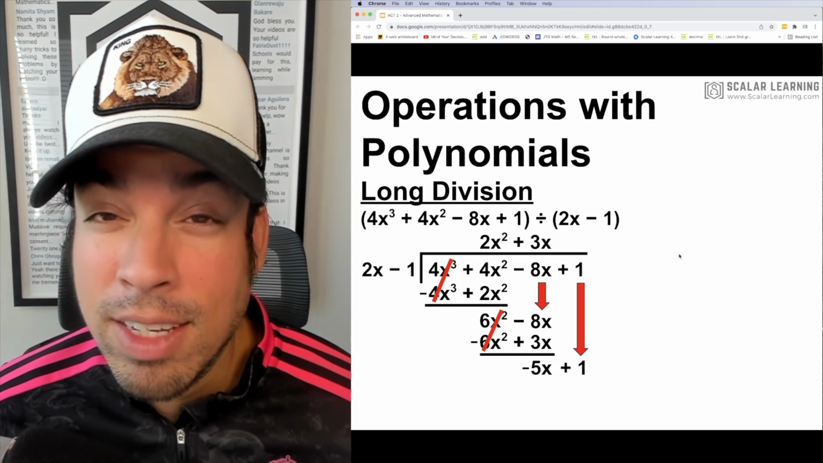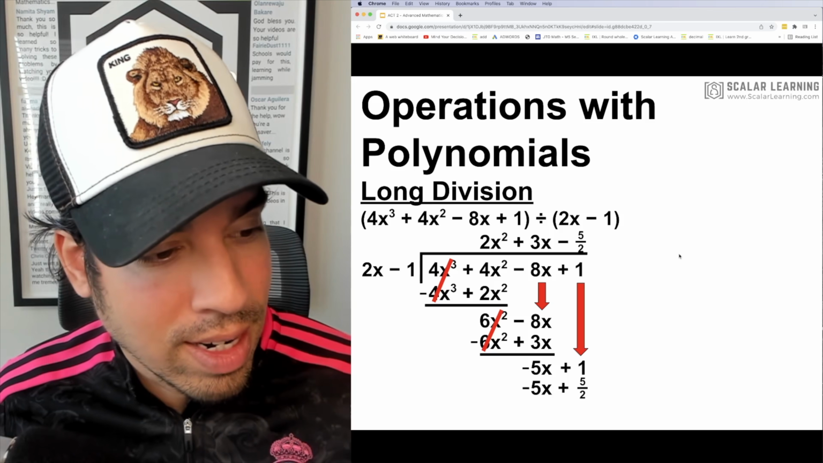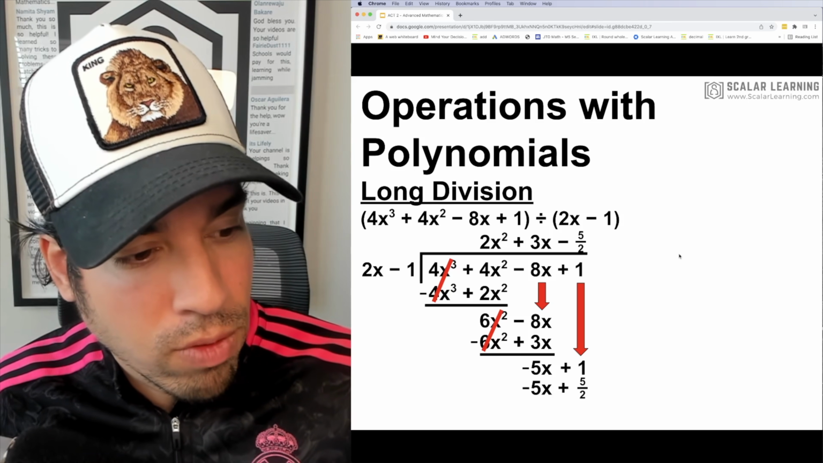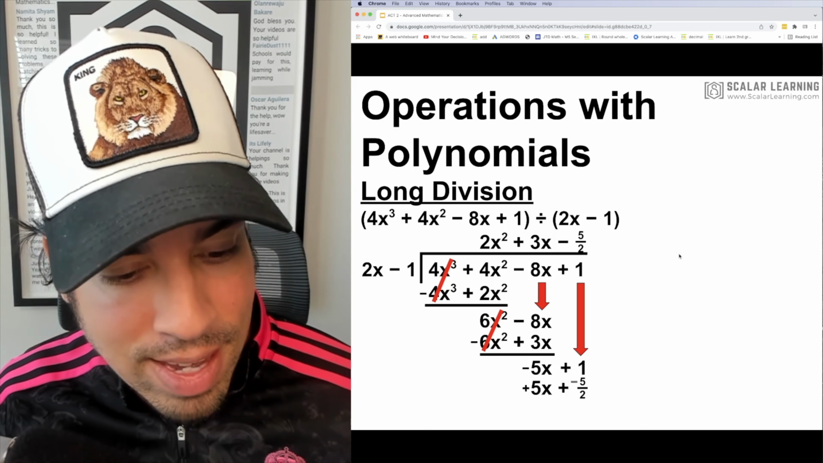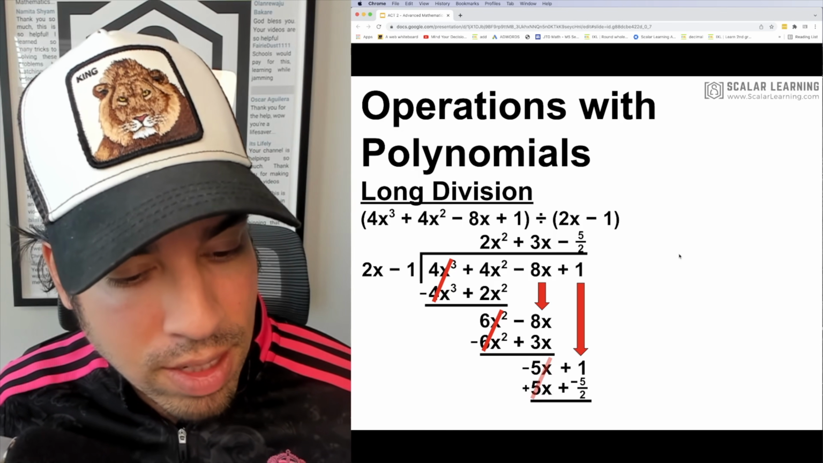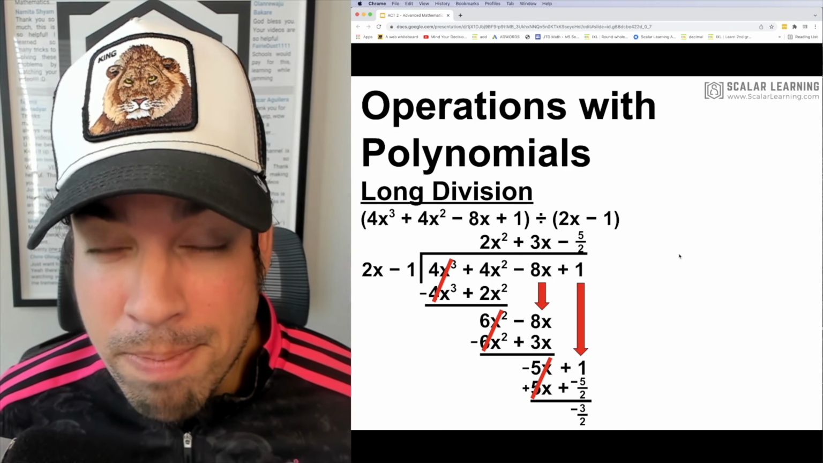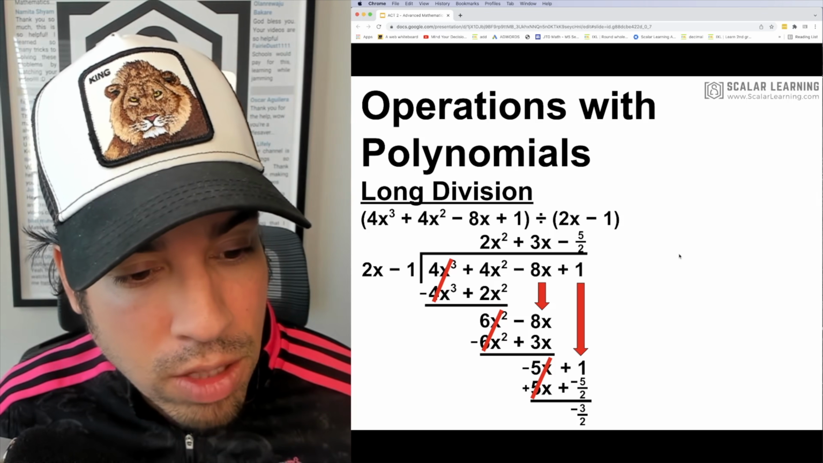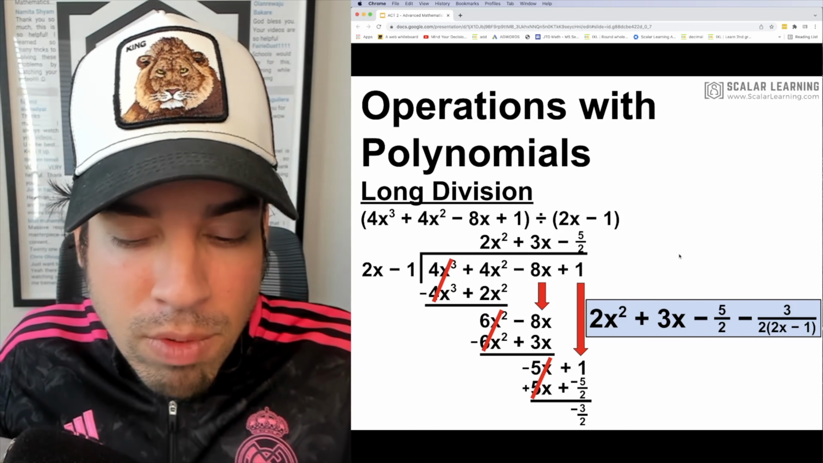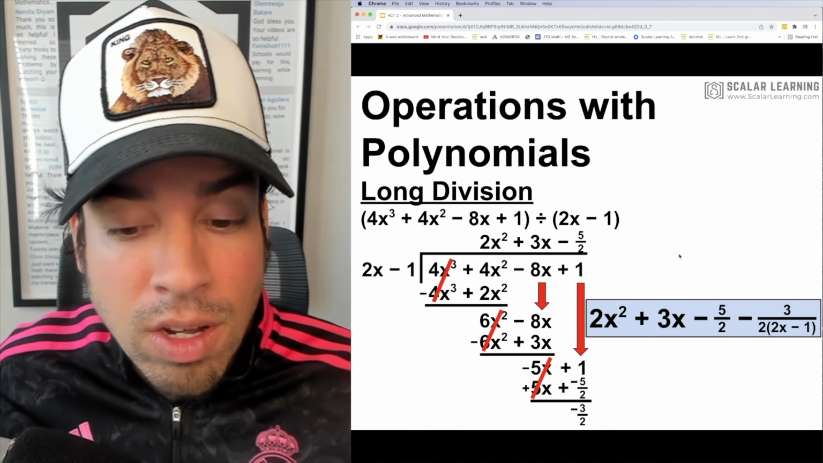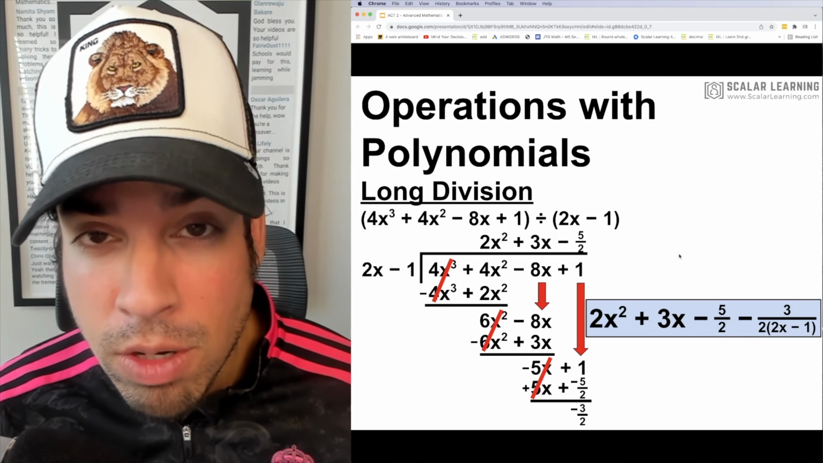What times 2x gives me -5x? That's -5 over 2. And boom, we get a -5x, and then -5 over 2 times -1 is +5 over 2. Again, negate, negate, combine. Those guys cancel out. 1 plus -5 halves is, of course, -3 halves. And that's my remainder. And so we end up with the final polynomial of what's on top, 2x squared plus 3x minus 5 halves. And then plus that remainder, which is negative. So now it's a minus 3 halves over 2x minus 1. I just dropped the 2, the denominator, boom, done.